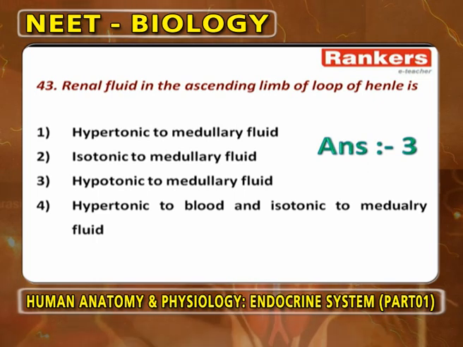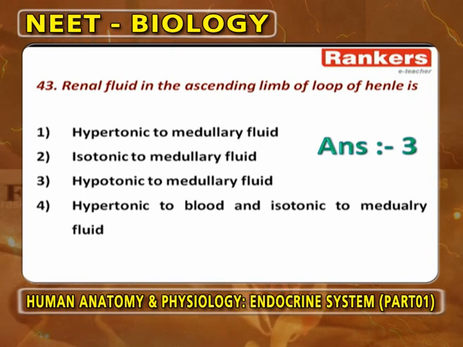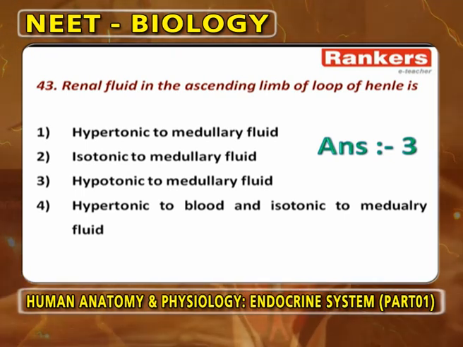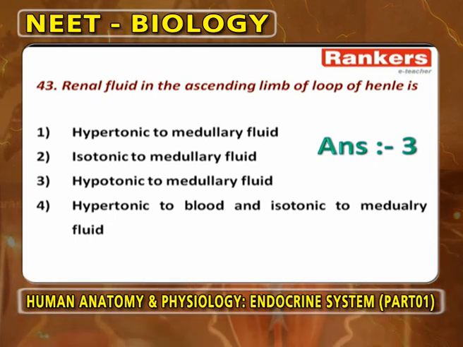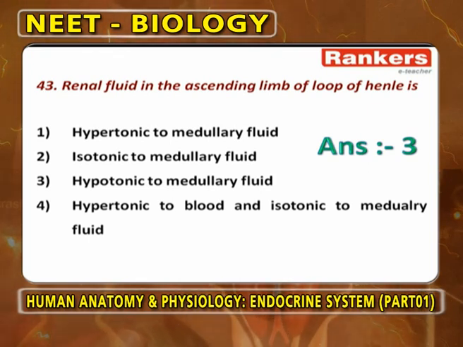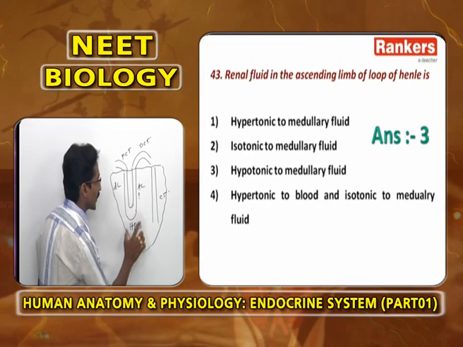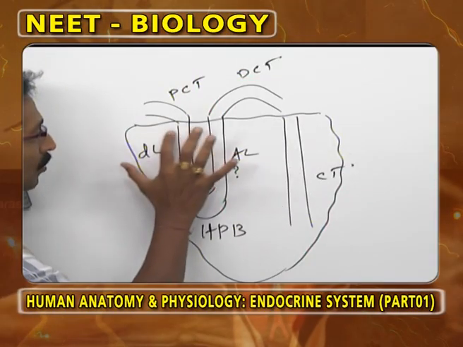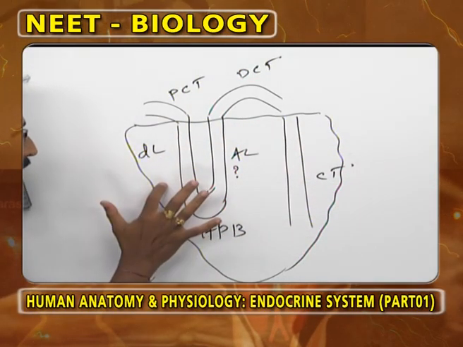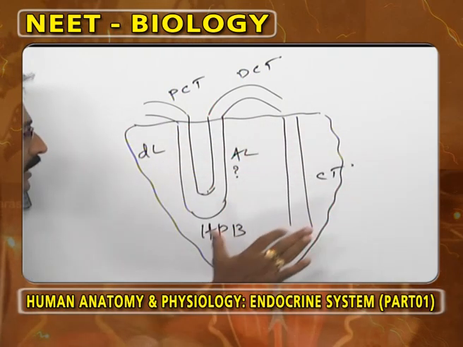The renal fluid in the ascending limb of loop of Henle is hypotonic to the medullary fluid. We know very well hypotonic means it is less concentrated than the medullary fluid. Now here the answer is hypotonic to the medullary fluid. What is meant by medullary fluid? The tissue fluid present in the medulla. Now the medulla appears to be pyramid, so it is called medullary pyramid.